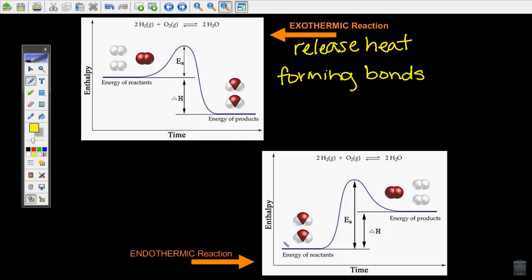Down here you have an endothermic reaction where you absorb heat or energy. And here the energy of your reactants is much lower than the energy of your products, so you have to overcome this activation barrier here to break bonds. So you're breaking chemical bonds.